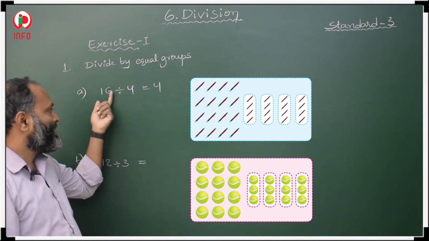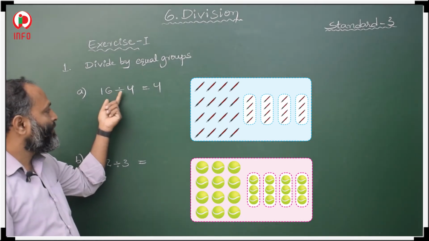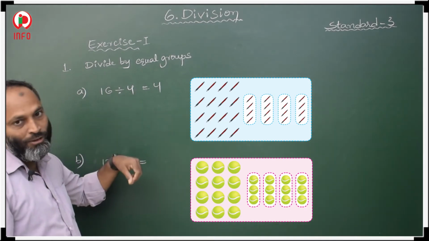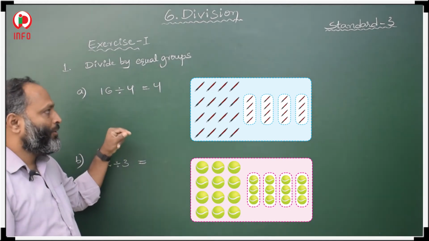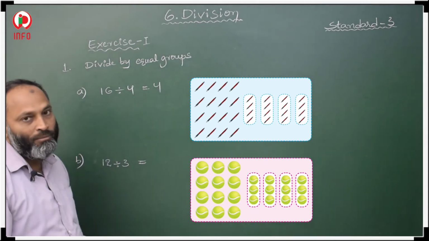If there were total 16 pens, and we divide these 16 pens by 4, meaning 4 pens in one group, 4 pens in one group, then in total how many groups will we form? 4 groups we will form.